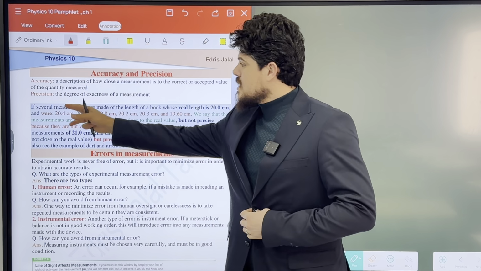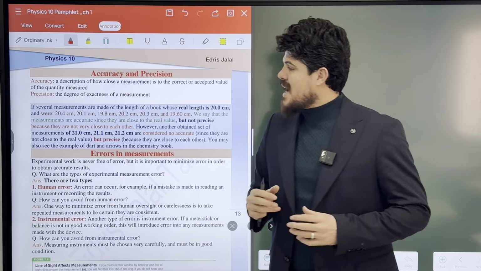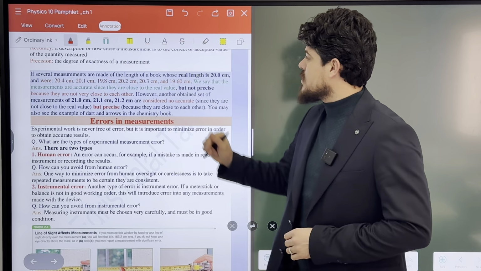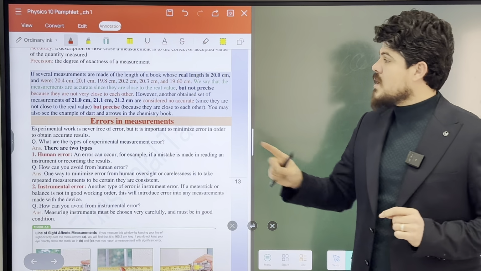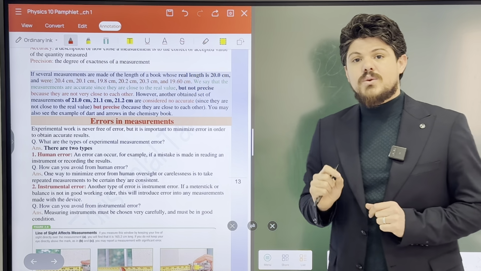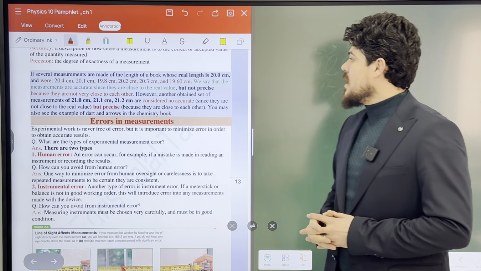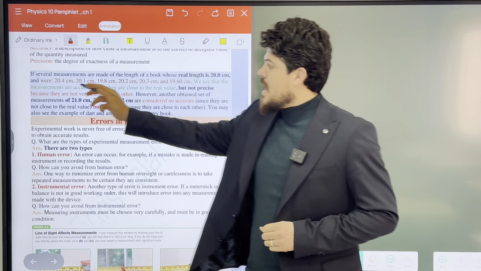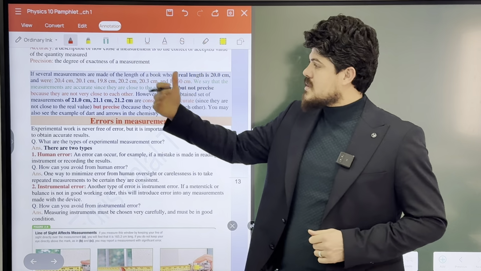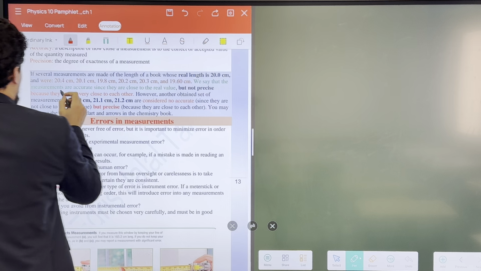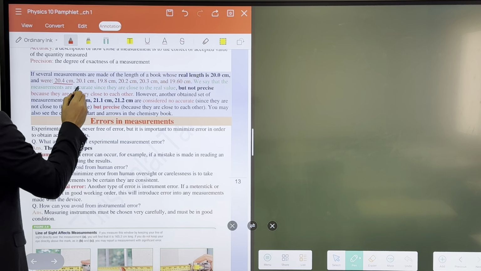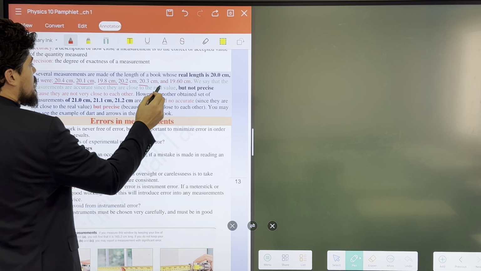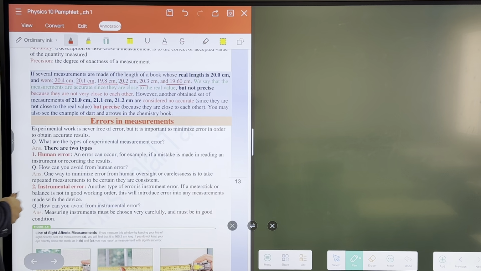And precision, what is precision? The degree of exactness of the measurement. For example, if several measurements are made of the length of a book, the real length of the book is what? 20 centimeter. What is this 20 centimeter? This is the actual distance or the real length of the book, which is 20 centimeter. And we have some measurements of this book, like 20.4, 20.1, 19.8, 20.2, 20.3, 19.6.